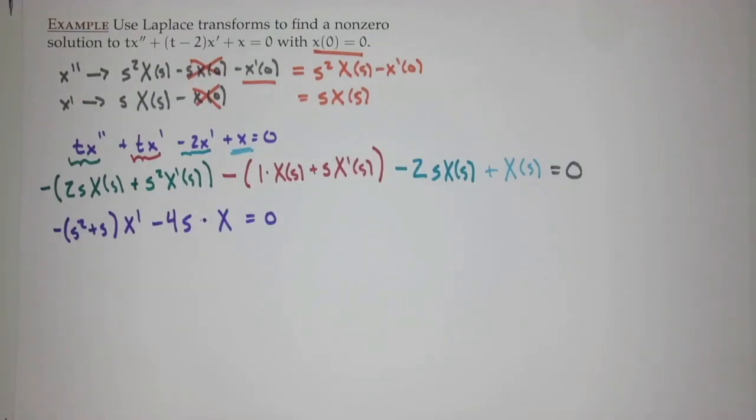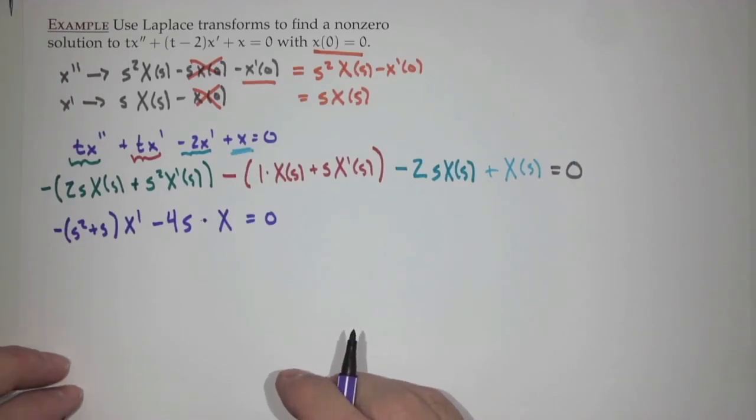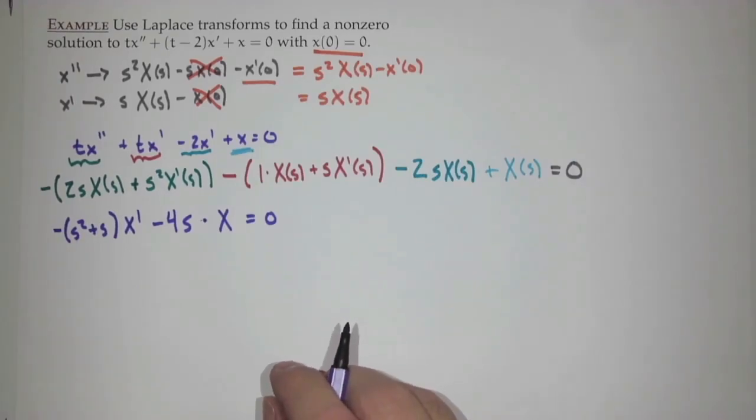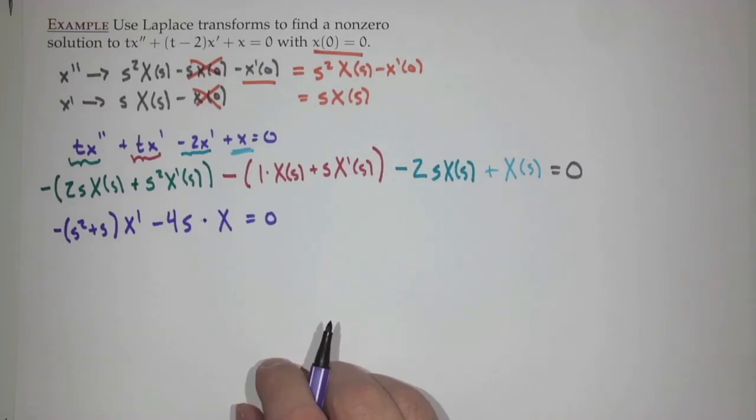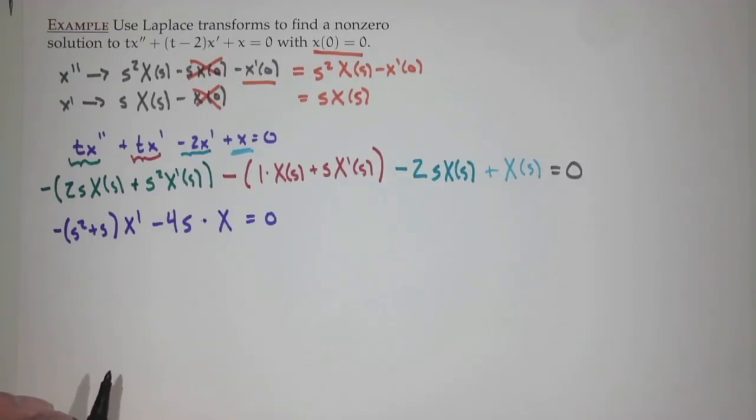What can we do? There seems to be an idea in the back. Shouldn't you divide both sides by negative s squared plus s? We could. Where are you going with that? Wouldn't that turn into a linear differential equation? Well, this is a linear differential equation.